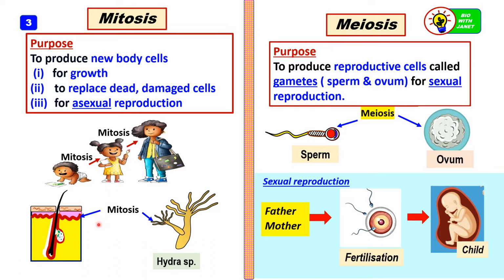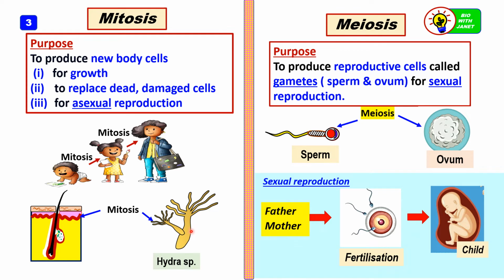Secondly, mitosis produces new cells to replace dead, damaged cells. For example, in the skin. In the last layer of the epidermis, which is called the Malpighian layer, mitosis occurs very actively, that means cell division occurs actively to produce new cells to replace the dead and damaged cells that are shed from the skin, that drop off from the upper layer of the skin.